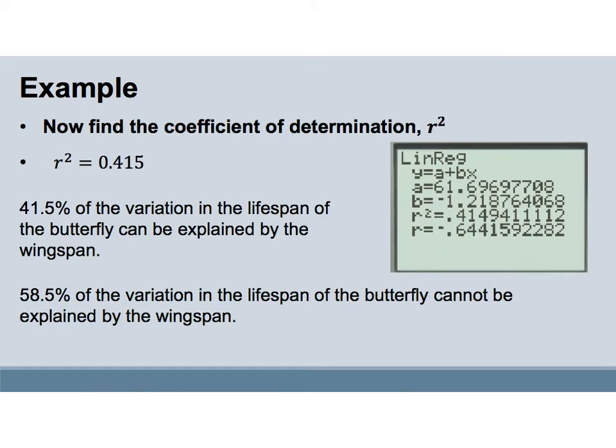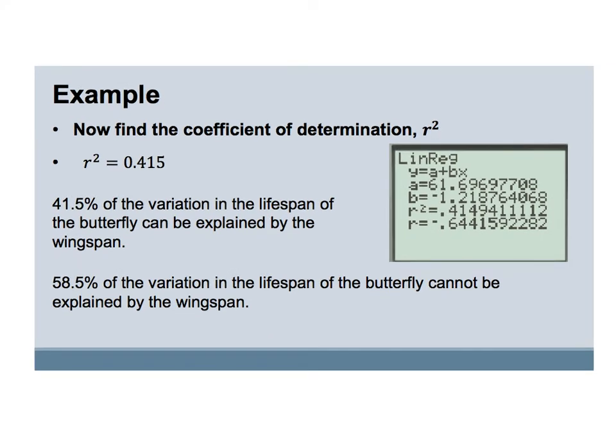Since I can call it linear, I can do the R squared. The R squared is 0.415. So 41.5% of the variation in the lifespan of the butterfly can be explained by the wingspan. 58.5% of the variation in the lifespan of the butterfly cannot be explained by the wingspan. And it makes sense that those numbers are like that because it's so spread apart that there would be less data values close to that line of best fit and more far away.